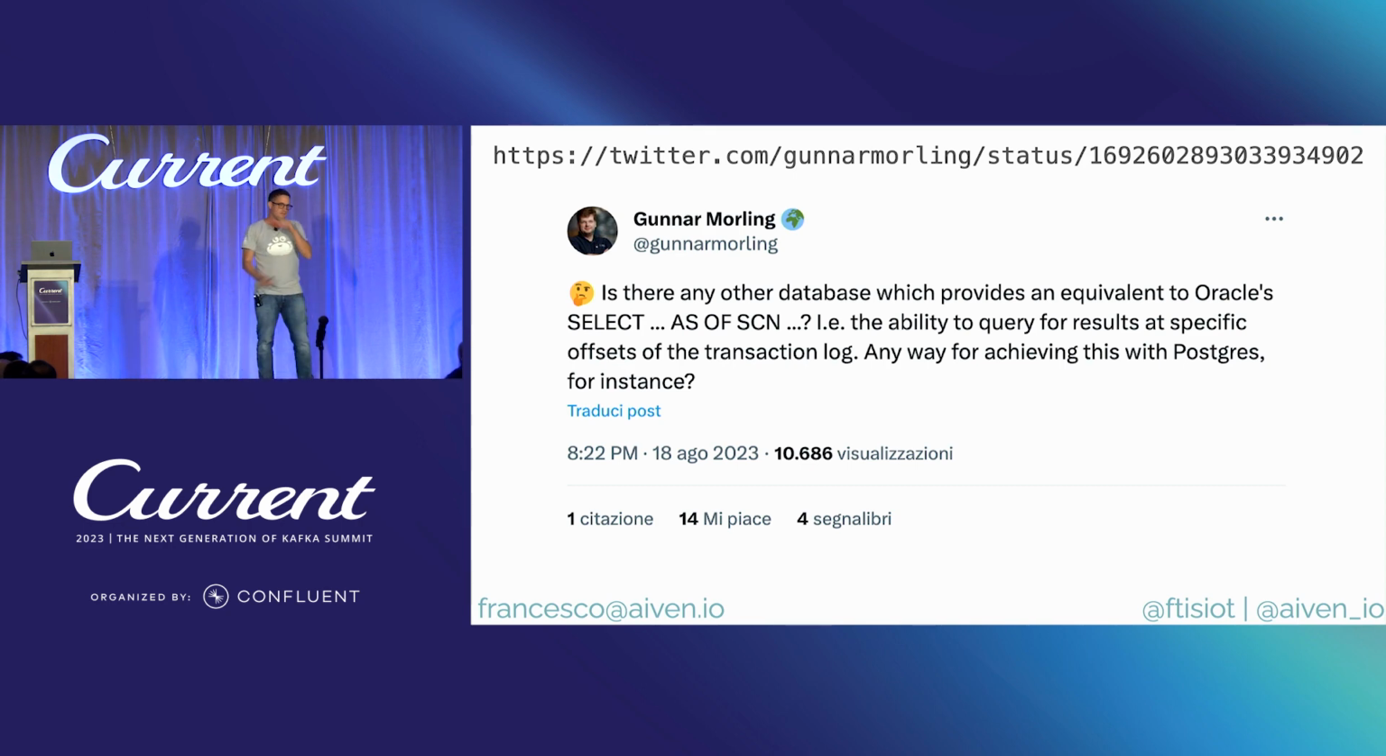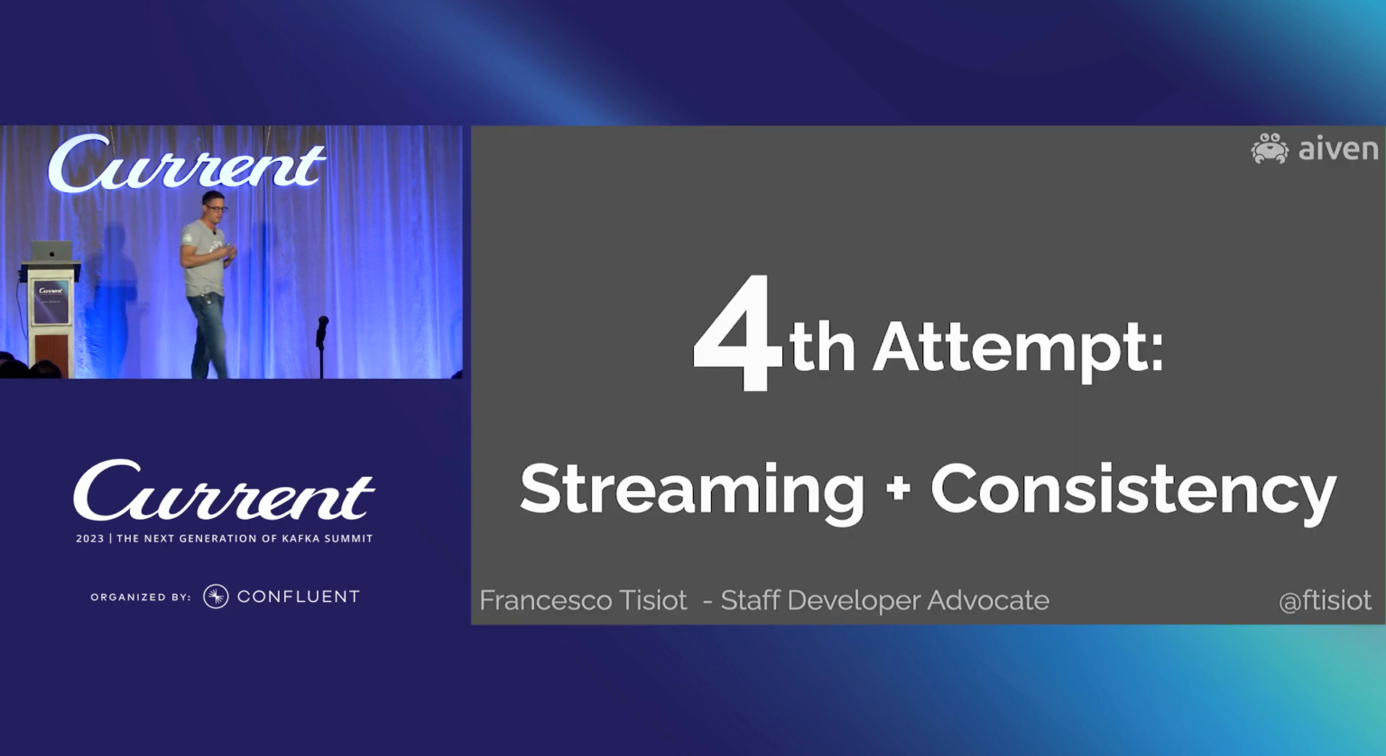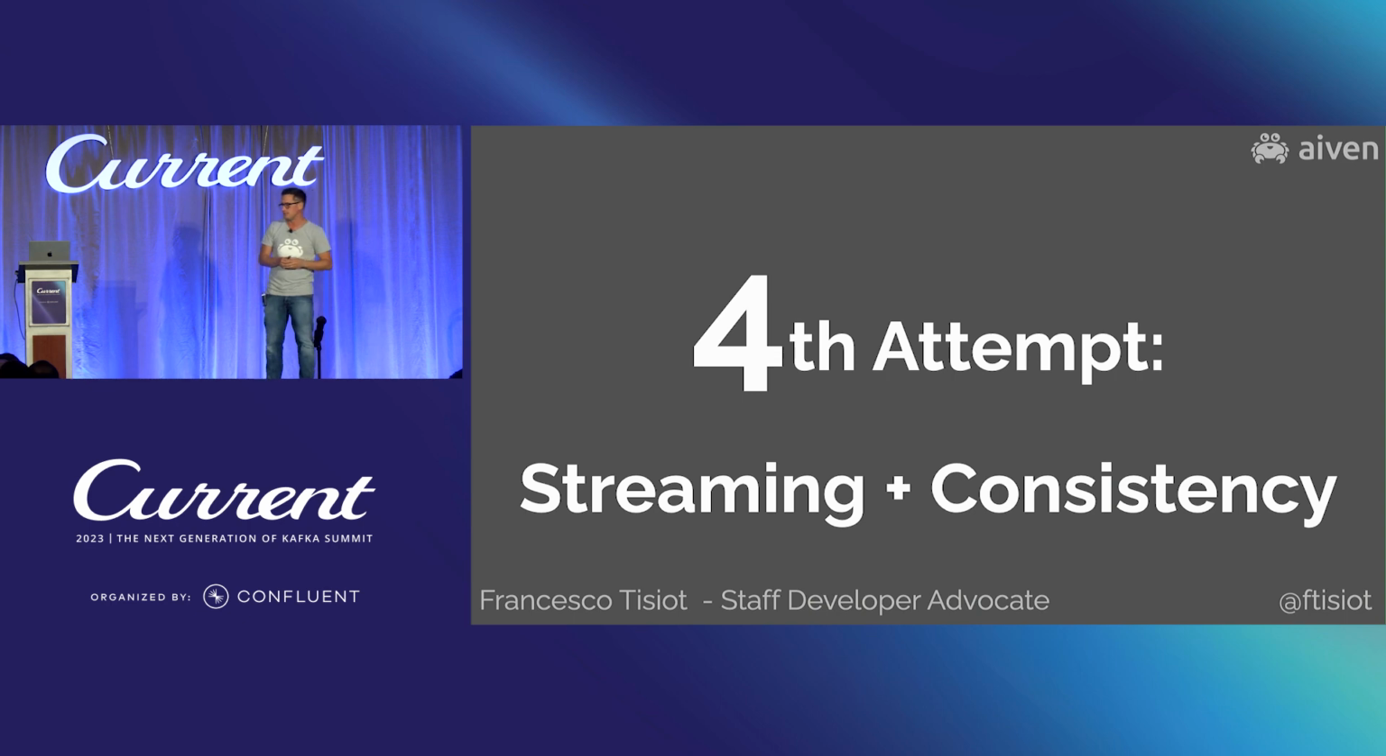If you check the replies, the result is, again, it depends. Because some databases will allow you to perform this kind of flashback queries based on the transaction IDs. Some other databases will allow you to do the same based on transaction time. Postgres, by default, doesn't have this capability. You can build it around if you change the design of your table structure, but sometimes you can't do that. Sometimes the table structure in Postgres is locked down, so you cannot do that. So we are back to point 0. How can we achieve streaming and consistency?